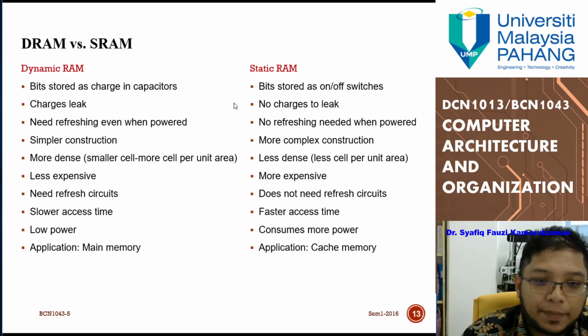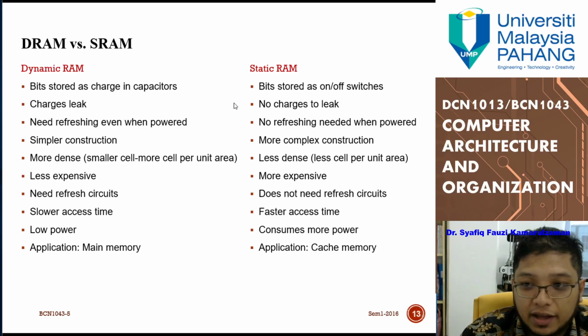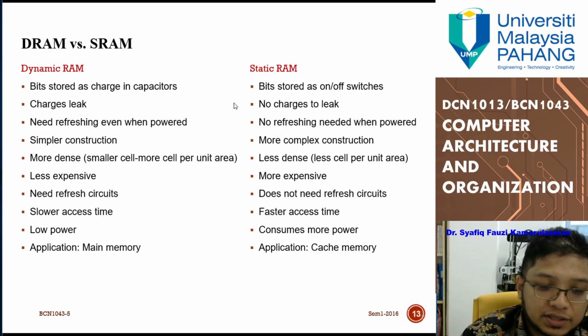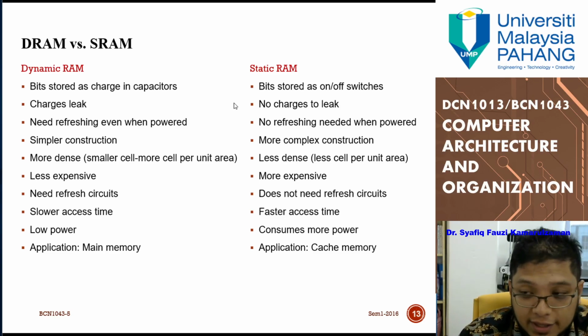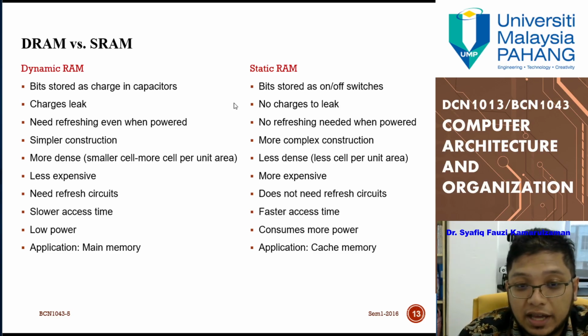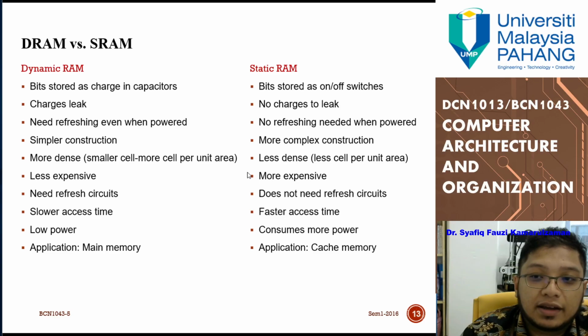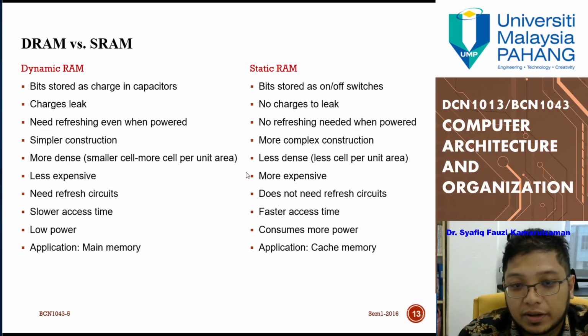This is what happens when you have charge leakage. If it's stored as charge in a capacitor, the charge will leak out of the capacitor and alter the quality of your data. Static RAM is stored as on-off switches, so there are no charges to leak. And dynamic RAM needs refreshing even when powered, so that the charge is sustained inside the memory and the data quality remains there.